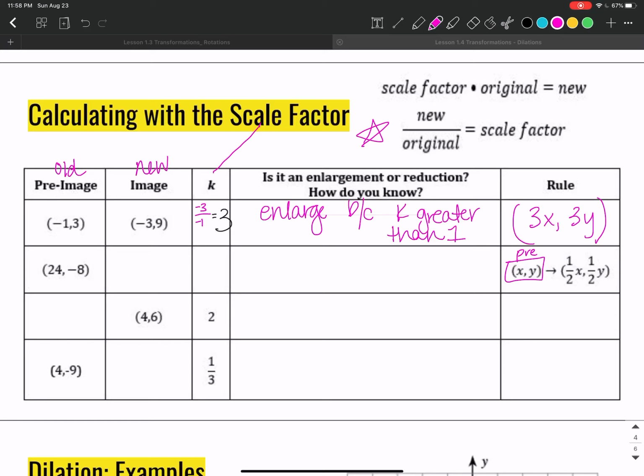All right, let's look at the next one. For the next one, we have the old, and we know what the rule is. So remember, we need to apply the rule. We're pretty much substituting 24 for x. So we know this is going to be 1/2 of our x, which is 24.